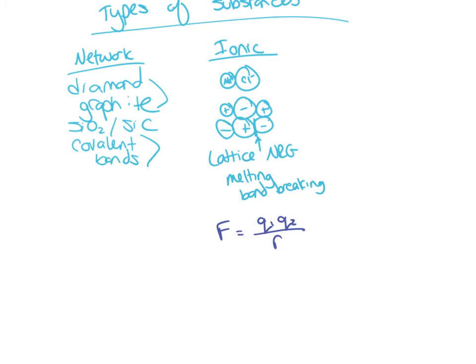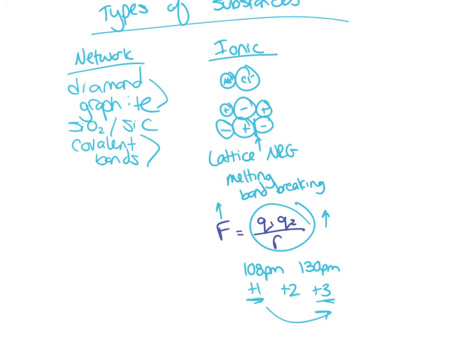Ionic radii are going to go from 108 picometers to 130 picometers, okay? Whereas your charges are going to be +1, +2, or +3. So when you're comparing +1 to +3, that's triple the charge. So be aware of this, okay? As charge goes up, your force, and therefore your lattice energy, goes up. As radius goes up, your force or your lattice energy goes down, okay?